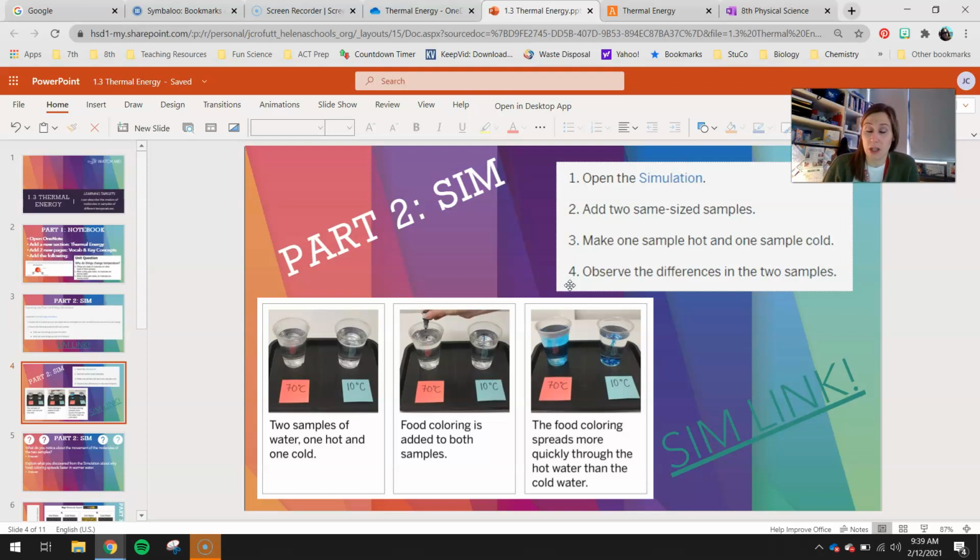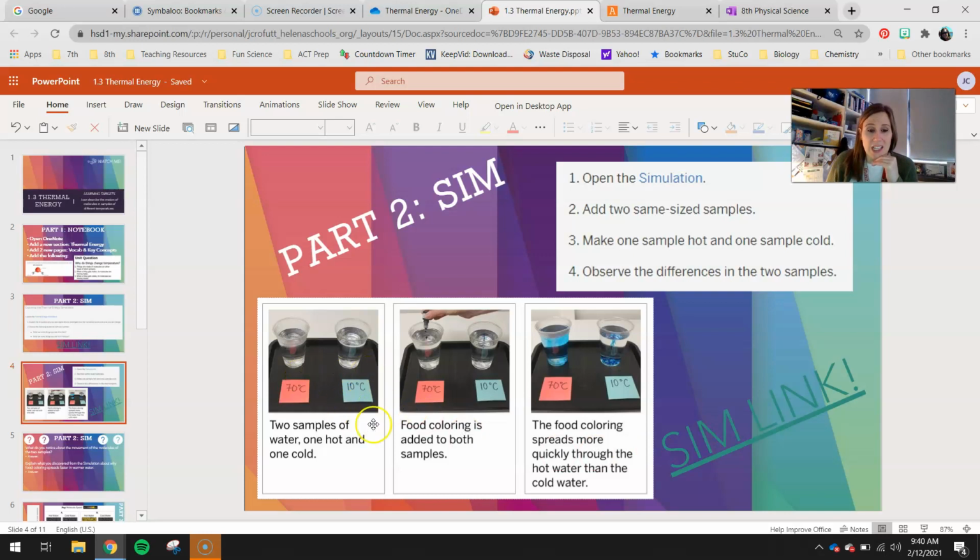If not, go figure it out now. And then observe the differences in the 2 samples, okay? So what we're doing is simulating basically what we did in our demonstrations last week. Last week we kind of saw a little food color race where I had ice cold water, warm water, and then I had hot water. And I added food coloring.